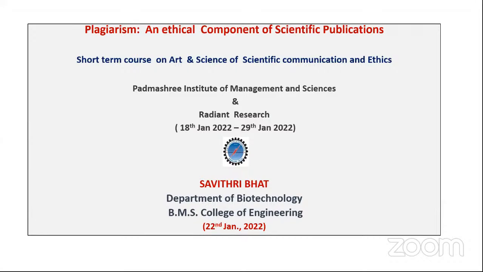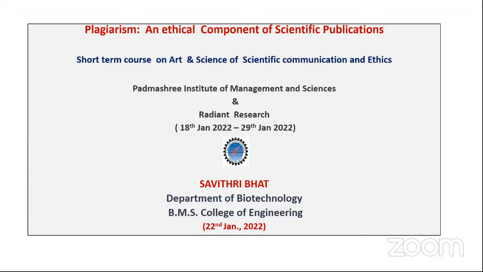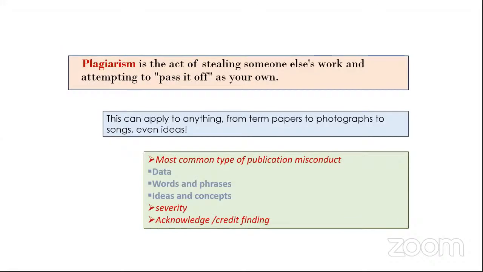So it's an important component. The topic of my talk today will be plagiarism, an ethical component of scientific publications. And as I told, a scientific publication can be a journal or a book chapter or any article or just a report writing at your institute level or your college level. Let's see what plagiarism is. If you want to define it, it's basically an act of stealing someone else's work.